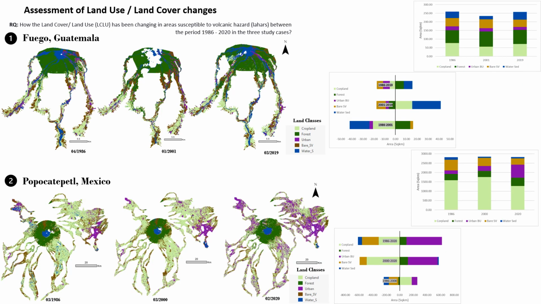For the assessment of land use land cover change, on Fuego during the three years, we see the transition, noticing the increase of water and sediments from 2001 to 2020, knowing that there was the disaster in 2019. The other thing is Popocatepetl, Mexico, which has a high increase of urbanization, as it's possible to observe through the maps and also through the graphs.